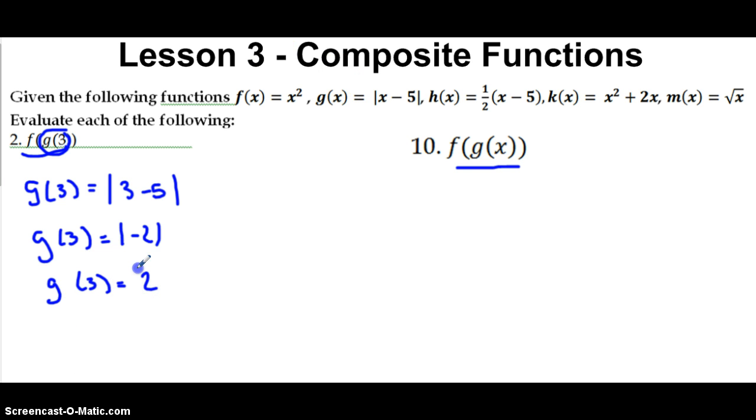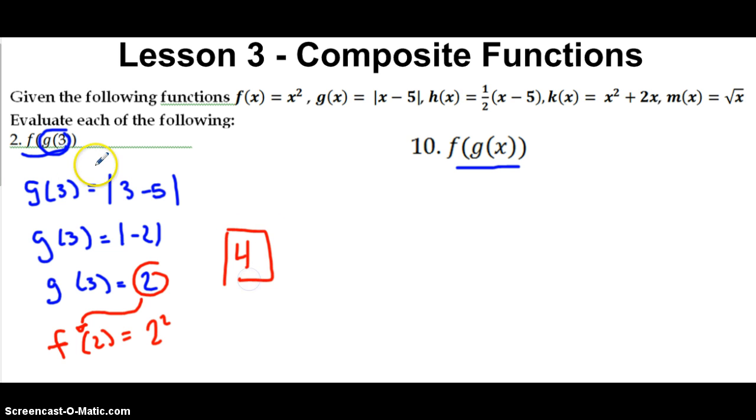Now we take this number and we're going to put this into the f of x. So we're going to do the f of 2. We're just taking that number and putting it in here. Okay? The f of 2 is just going to be 2 squared. So our final answer is just going to be 4. That's our final answer. So the f of g of 3 is equal to 4.